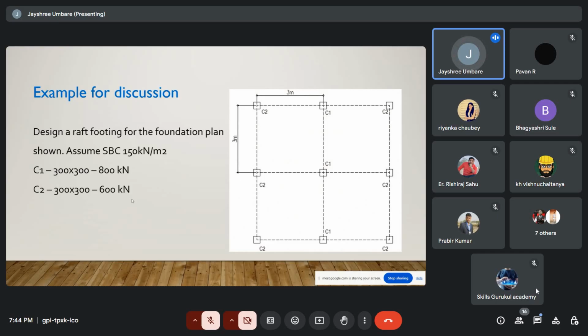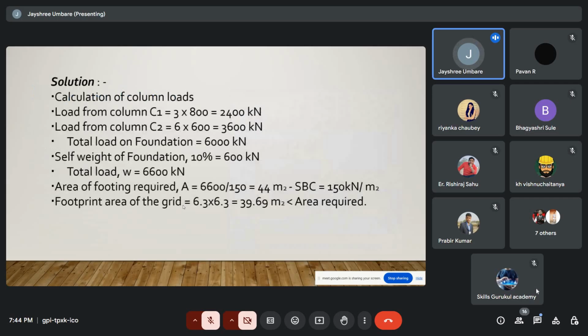This is the example I have taken. In this example, design a raft footing for the foundation plan shown. Assume SBC is 150 kilonewton per meter square. There are C1, this is C1, 1, 2, 3, and there are 6 numbers of C2. C1 size is 300 by 300, which carries a load of 800 kilonewton. C2 is 300 by 300, carries a 600 kilonewton load.